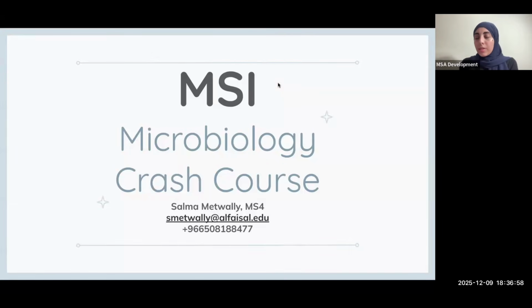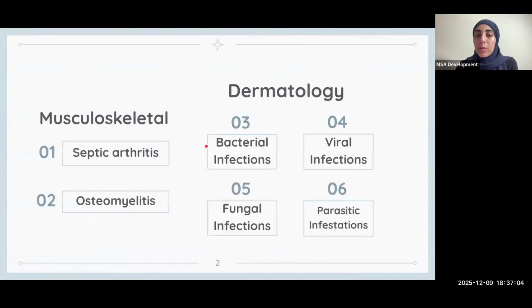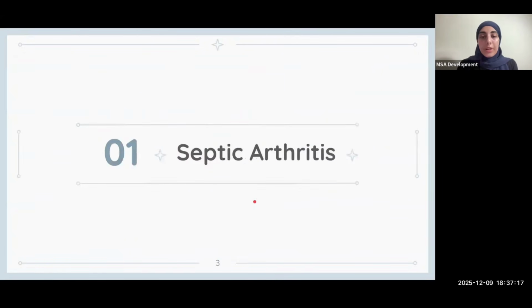I'm a fourth year medical student, and today, inshallah, we will be discussing all of the MSI block microbiology. This covers the musculoskeletal and rheumatology parts. Okay, so we'll talk about septic arthritis and osteomyelitis, and then all of the infections of the skin, including bacterial, viral, fungal, and parasitic. Starting with septic arthritis, let's break down the term.